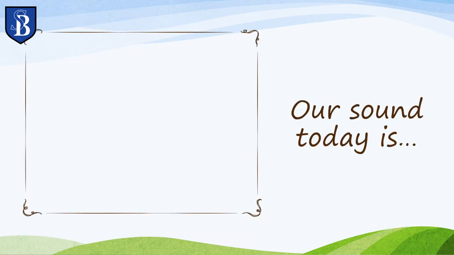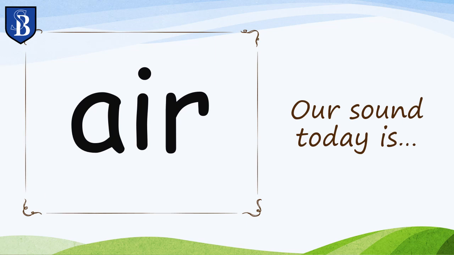Now we're going to be thinking about a new sound. Our sound today has 3 letters. That means we could say it is a... Yes, that's right, it's a trigraph. Our trigraph today is the sound air. What letters do we need to write the sound air? Well done if you said A-I-R. Air.